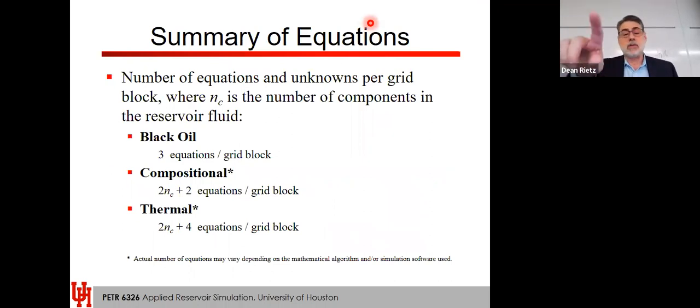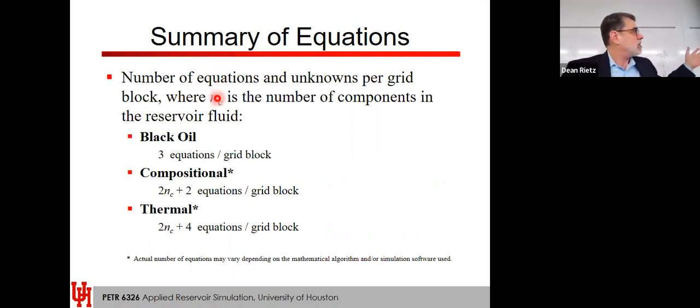Before I get into the interrelationships, which is important, I needed to jump back and talk about black oil and compositional models, because it's important. So in black oil models, we have three equations and three unknowns per grid block, right? And you saw the equations, and we're solving for the two saturations and one pressure. We back out the third saturation.